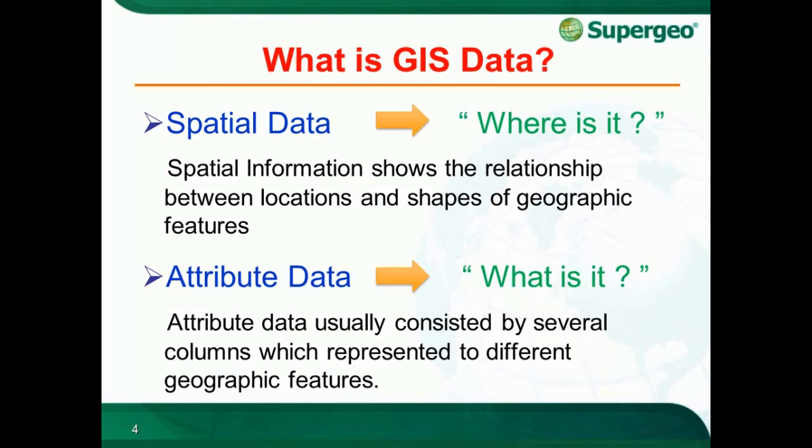GIS data includes both spatial and attribute data. Spatial data is like trying to tell us where the target is. It shows the relationship between location and shape of geographic features. On the other hand, attribute data tells us what the target is. It usually consists of several columns which represent the different geographic features.